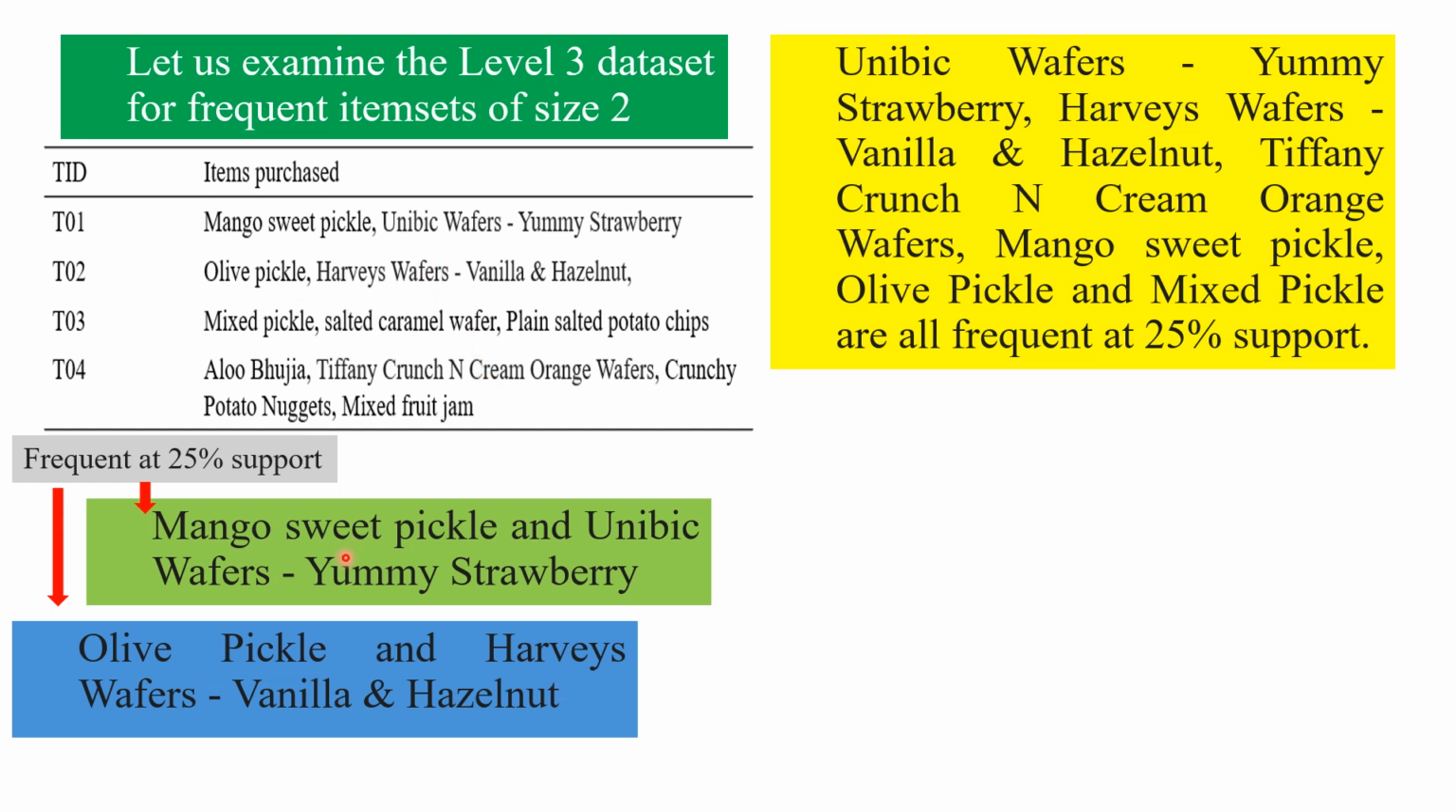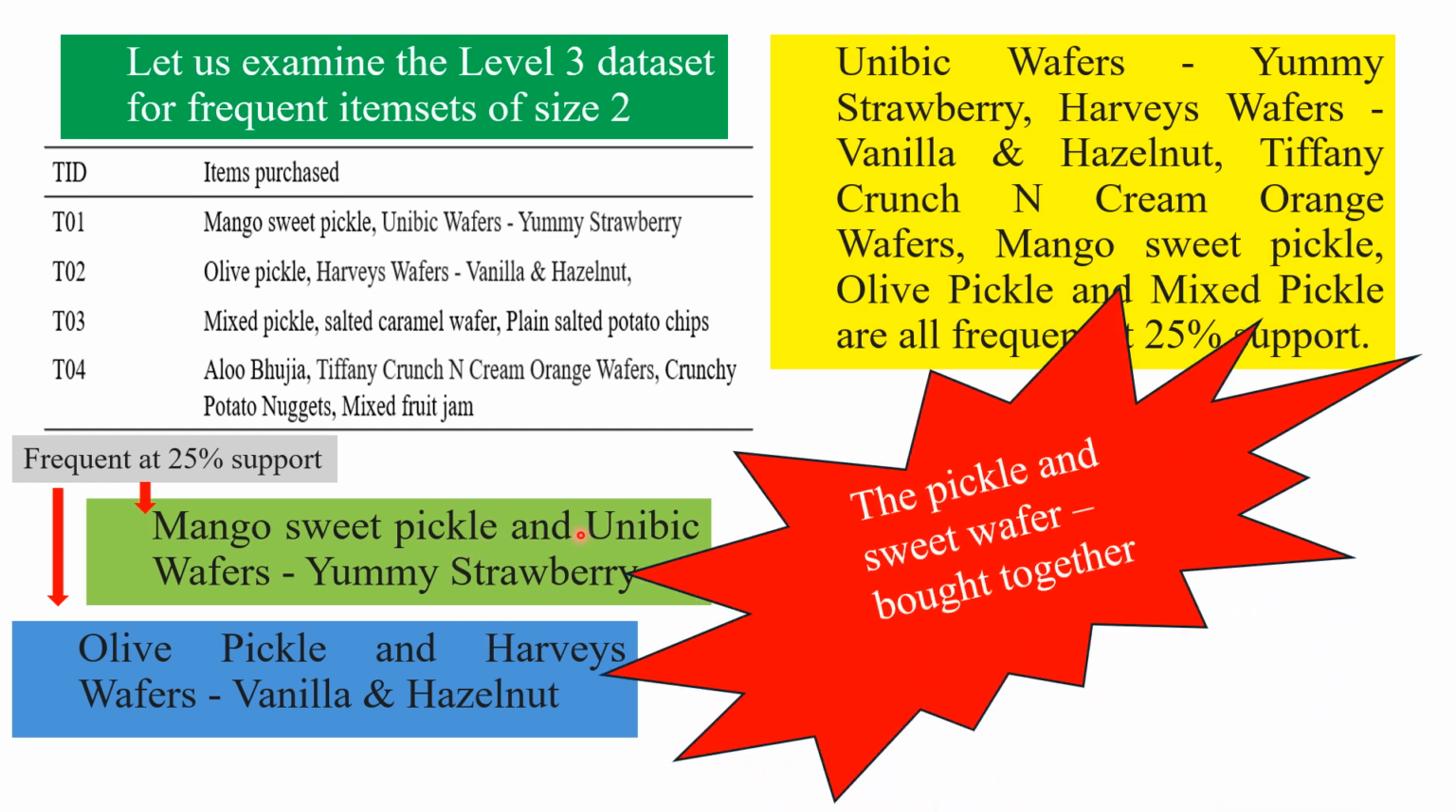We can see that this first pair occurs at T01, the second pair occurs at T02. Of course, no other pair we are able to find. See, pickle but no sweet wafer in T03, sweet wafer in T04 but no pickle. So, two pairs. So the pickle and sweet wafer detail which we were unable to find when we had the uniform support, now we are able to identify, because we used the reduced minimum support at level 3.